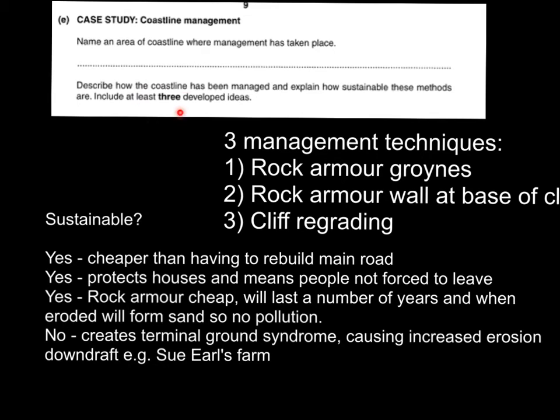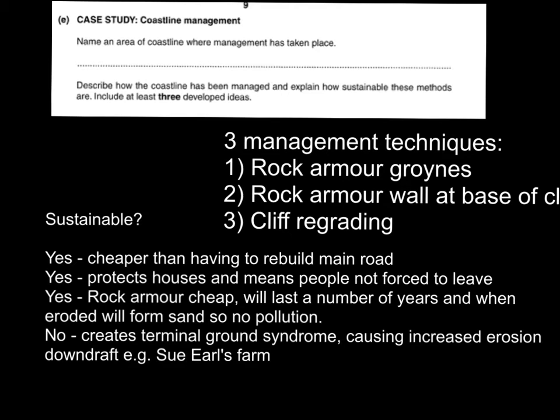The other thing is this number 3. The rule of 3 is really important. You need 3 developed ideas. Looking at the exam mark scheme, looking at the examiner's feedback, they particularly felt the best answers had 3 management strategies, 3 ways the coast was managed, and 3 reasons why it was sustainable. So, if that's what examiners reckon the best ones are, let's try and aim for that.